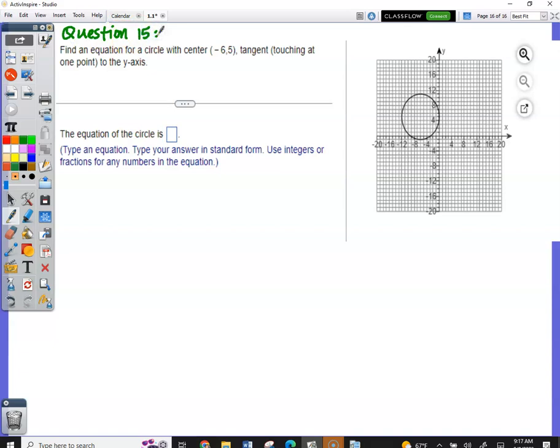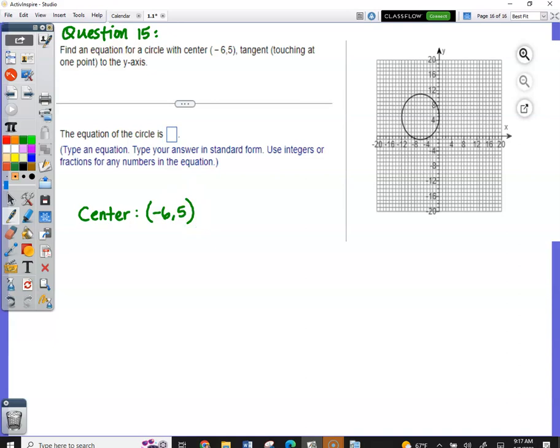Find an equation for a circle. Okay, so you know your final answer should be of that form, x minus h squared plus y minus k squared equals r squared. They give me the center, which is -6, 5.